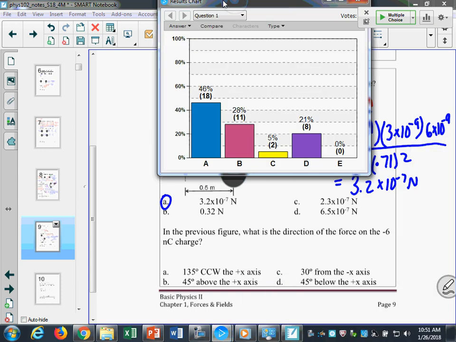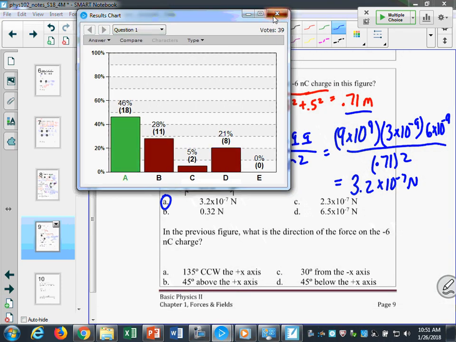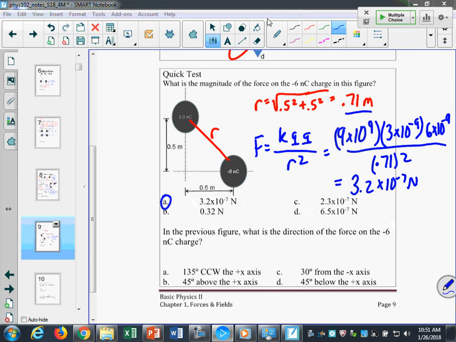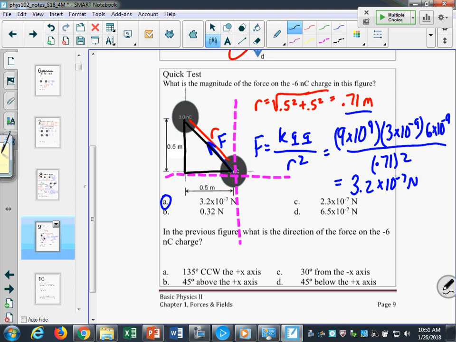All right, we're sort of all over the board, but the right answer is A. Let me show you. First, I'm going to sketch in the vector. On the 6 nanocoulomb charge, that force vector looks like that. I know that it's up because it's a positive and a negative charge, and those are going to be attractive forces. Then I draw my coordinate system like this, and then I recognize that this triangle right here is an equilateral right triangle.